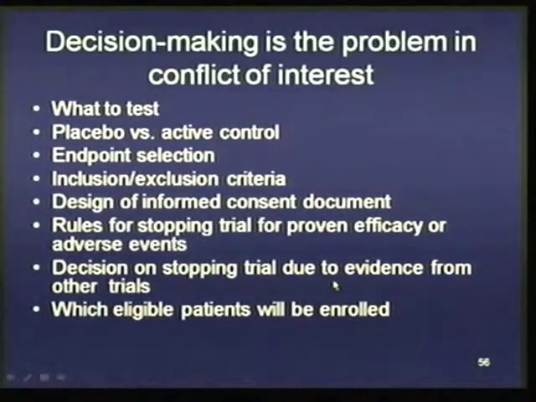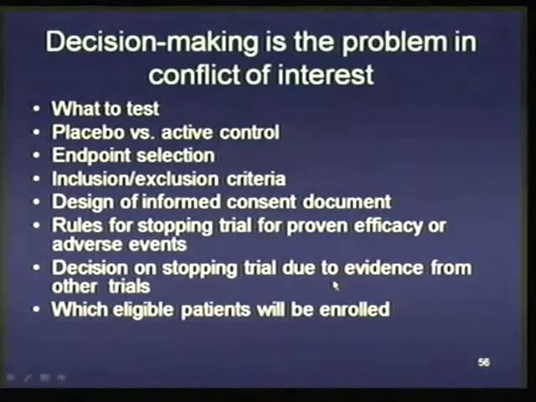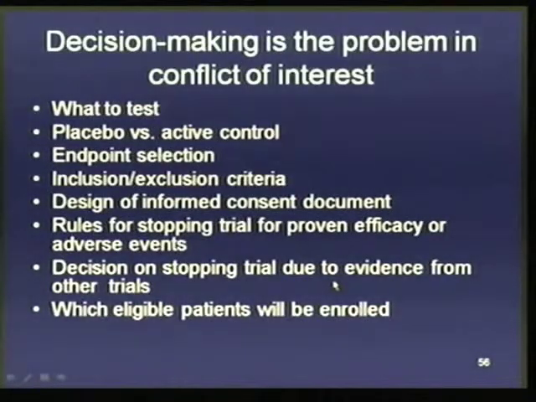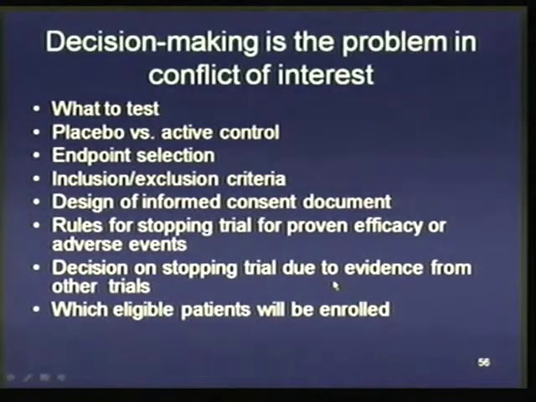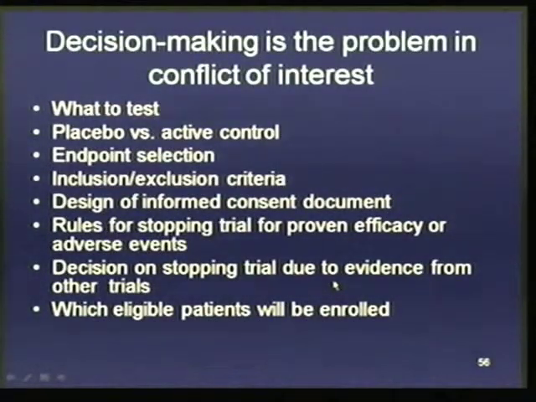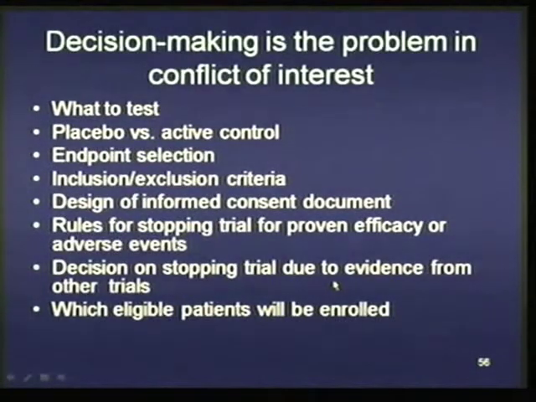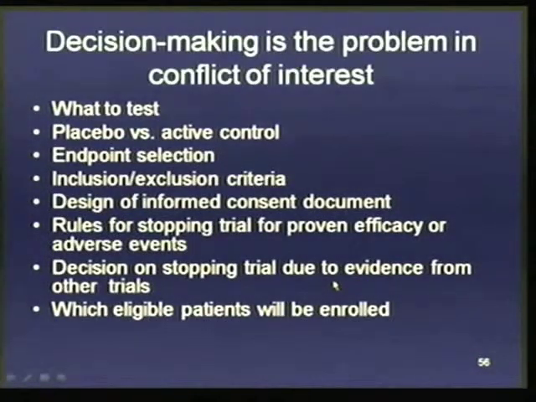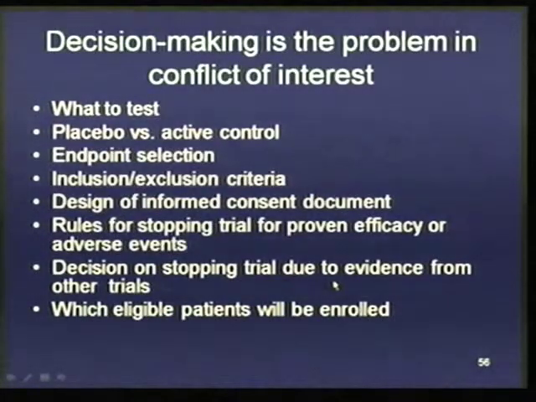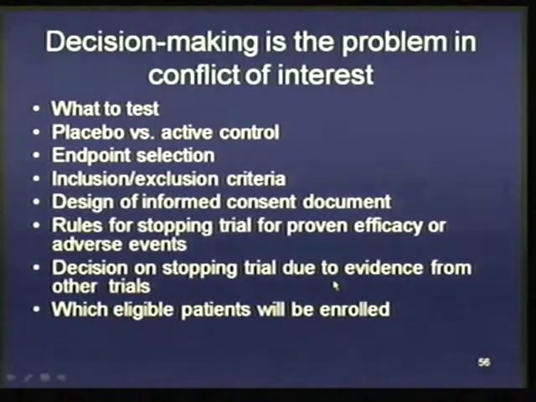Again, these are some of the things where decision making by an investigator could alter the results of a trial. So for example, in a clinical trial, you could decide what it is we're going to test. Are we going to test improvement in a disease, or are we going to test some variation in some lab test? Are we going to compare with a placebo or with something that works? What endpoint are we going to use? Inclusion and exclusion criteria. Are we going to do this on the very sickest patients or on the least sick patients?